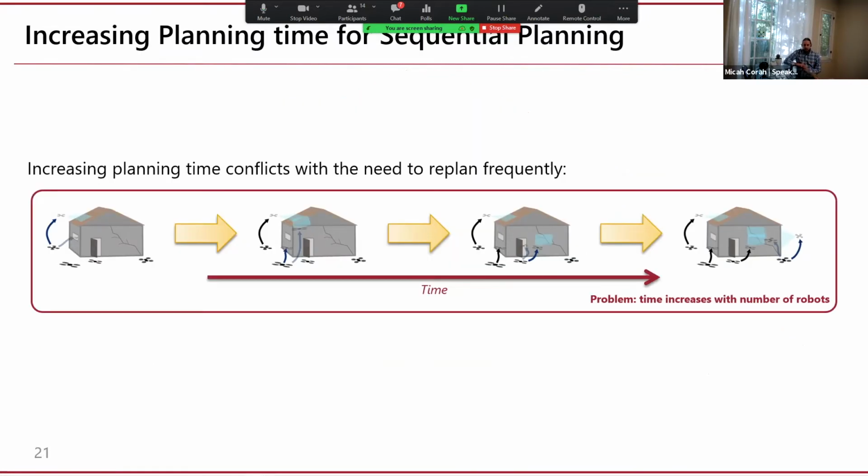So this planning duration that increases with the number of robots is a major downside to sequential planning approaches, as this conflicts with our desire to replan frequently while exploring an environment or tracking targets. And for distributed implementations, the accumulation of latency in communication alone may make sequential planners intractable for large teams of robots, let alone the time to solve the single robot perception planning subproblems.